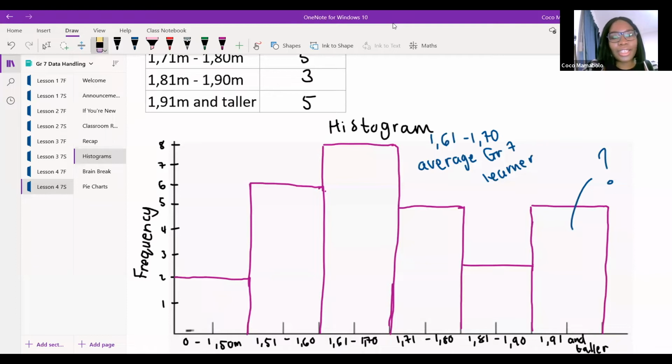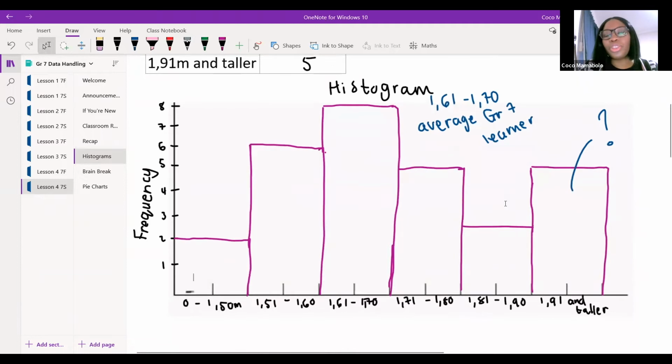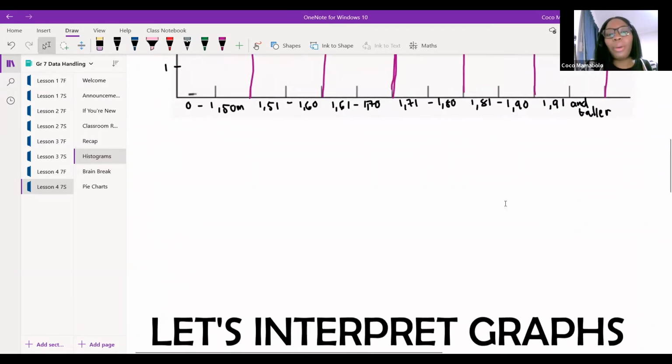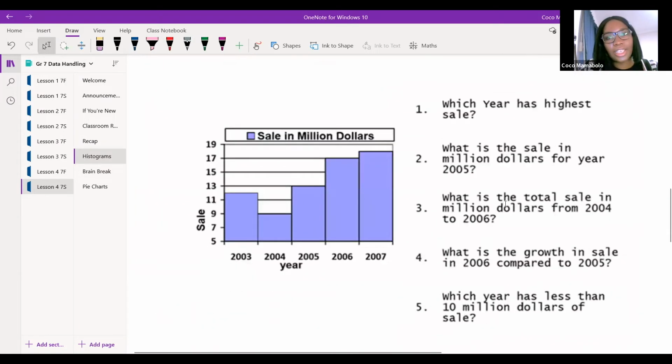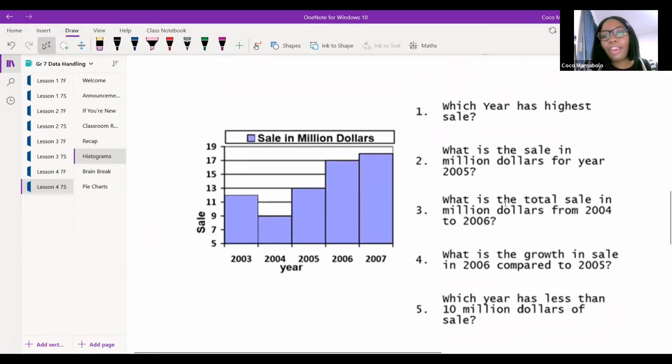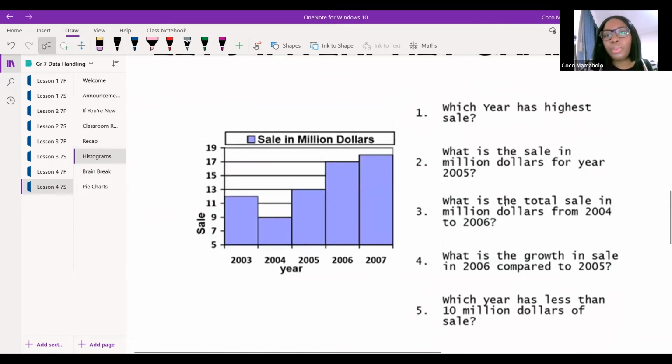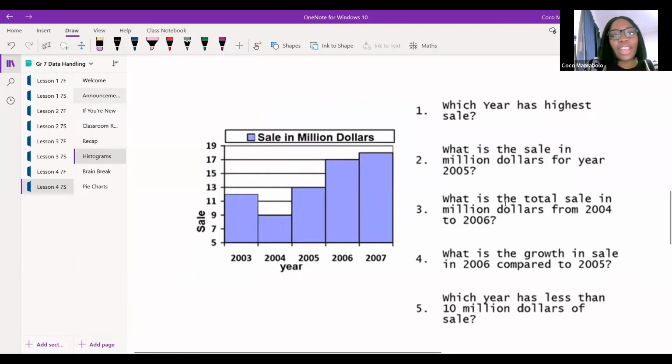Okay, excellent, guys, excellent. Now, this is well and nice because you guys now know how that works, but I want you guys to interpret a graph. Okay, have a look at this, and we're just going to say this is all of Nike's sales between 2003 and 2007. I want you guys to read questions 1 to 5.